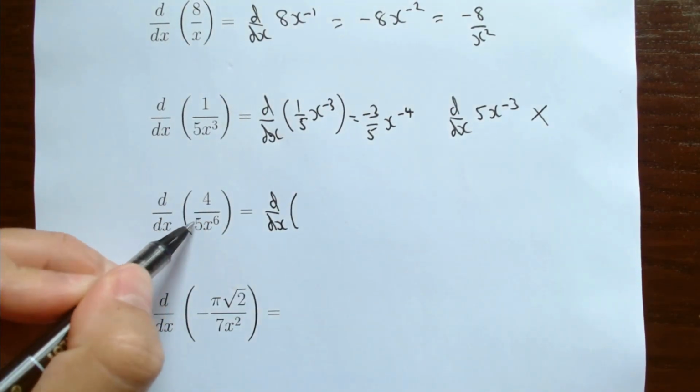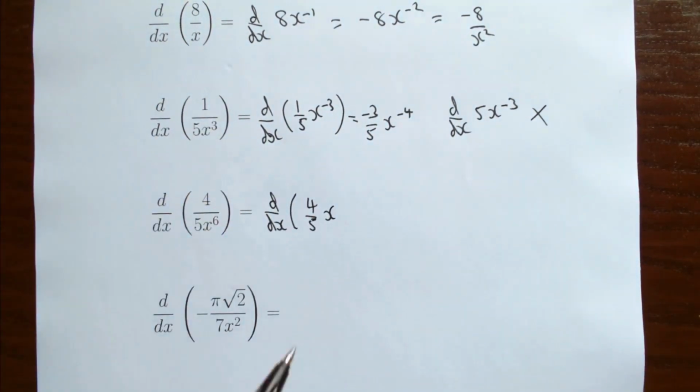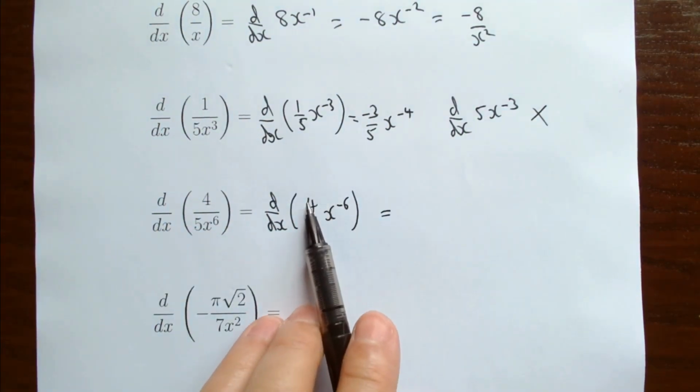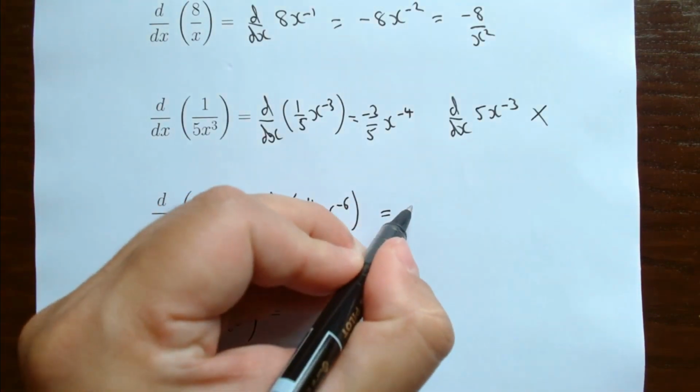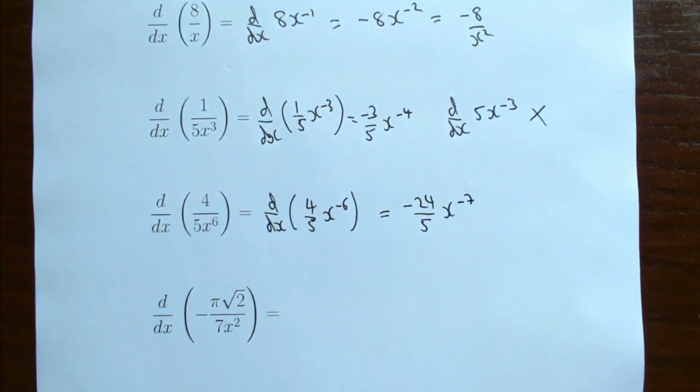So this is a fraction 4/5 x to the minus 6, and now we can differentiate. The minus 6 comes down, gives us minus 24 over 5 x to the minus 7.